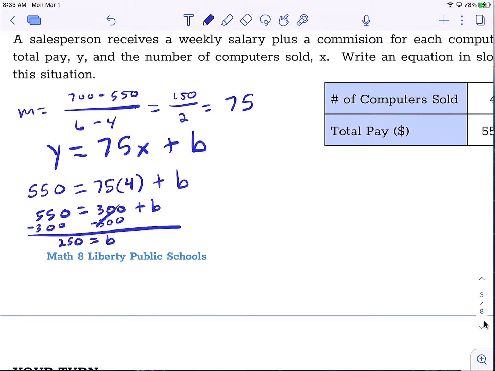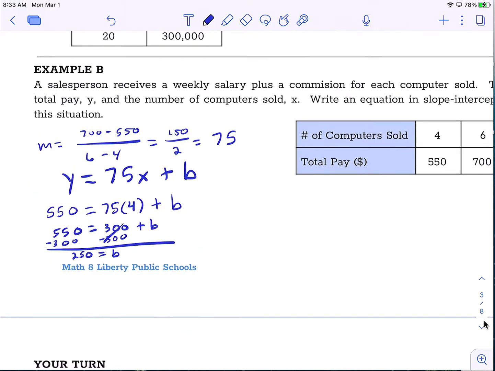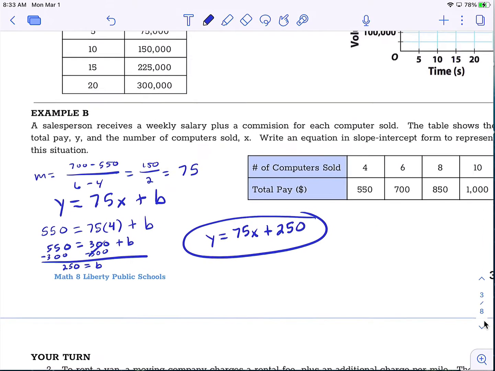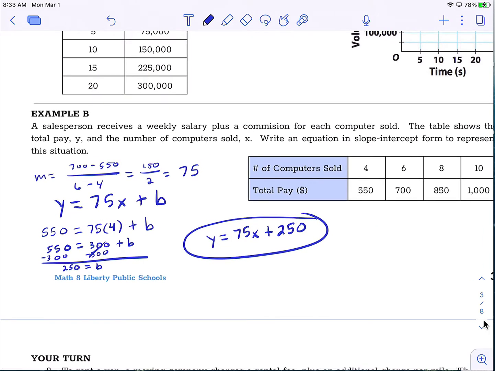So right there I solved that equation and found out that b is 250. So my equation is 75x plus 250. And again, if I would have put in 6 for x and 700 for y, or 8 for x and 850 for y, or 10 for x and 1,000 for y, I still would have gotten 250. So that tells me I'm getting $75 per computer and a weekly salary of $250.